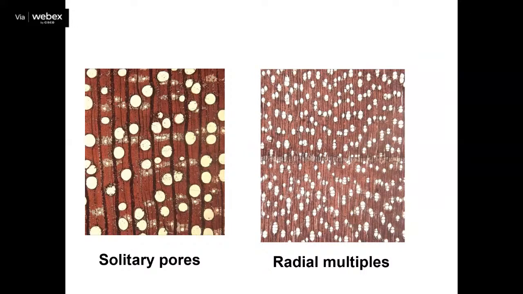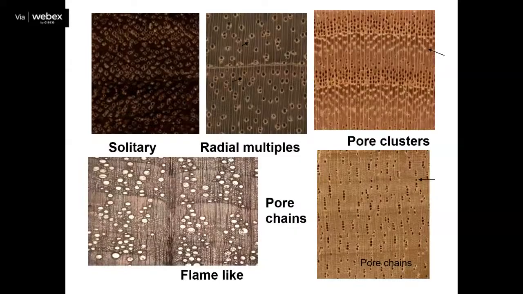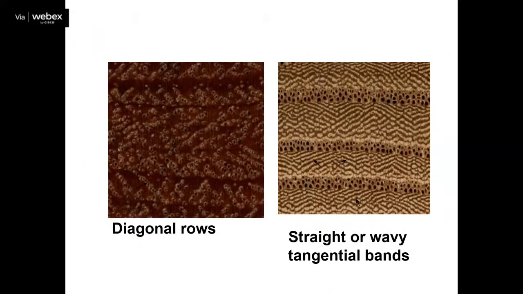Coming to vessel or pore pattern, in the first photograph you can see vessels are solitary. Only a single vessel is seen. In the second photograph, you can see radial multiples, means one above the other. In these photographs, different types of vessel arrangement are shown: solitary, radial multiples, pore clusters in the third photograph, and in the fourth photograph it is flame-like. In the last one, pore chains are seen. In some timbers, vessels are arranged in diagonal rows, in some, straight or wavy tangential bands.